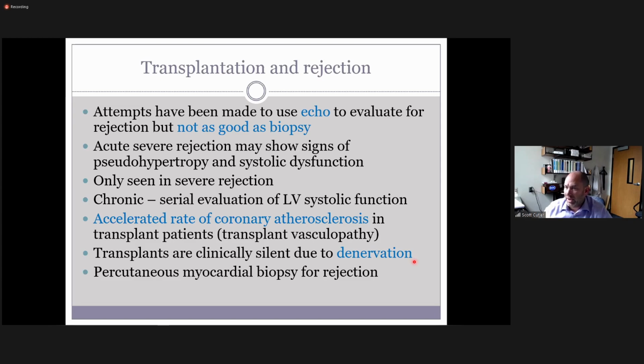So attempts have been made to use echo to evaluate rejection, but it's not as good as doing a biopsy. So let me put this thought out there on that statement. That classically is true, that biopsies are going to have pathological evidence of rejection occurring. We may not see that in good function stuff as we see it in echo, but it's usually pretty advanced by the time we see it in echo. What modality within echo can we use, or what software or technology can we use within echo that might tell us earlier than any other?